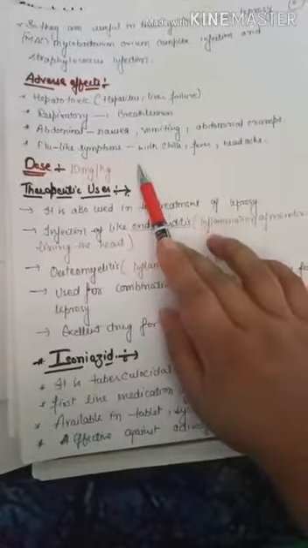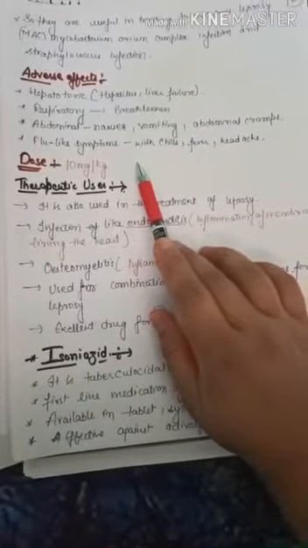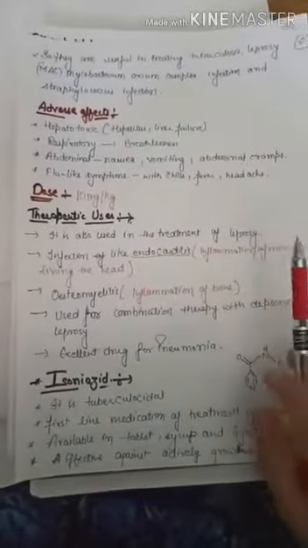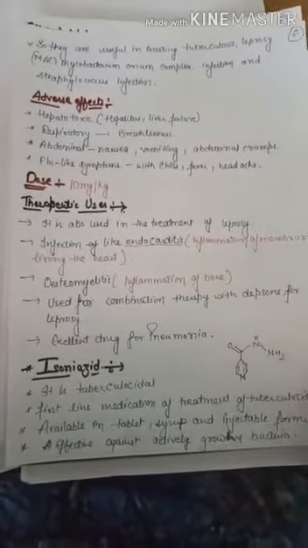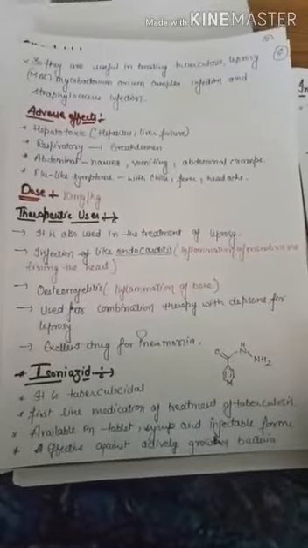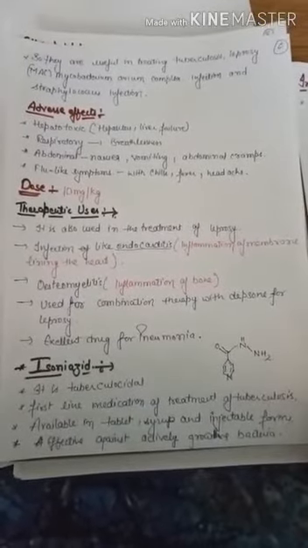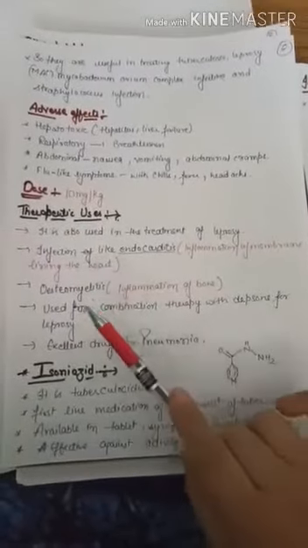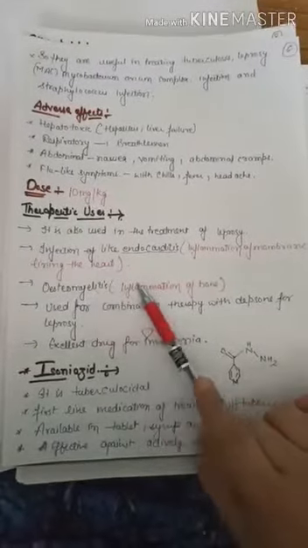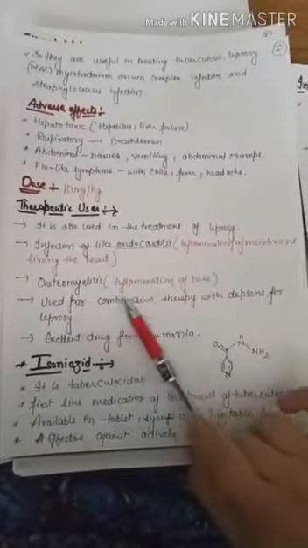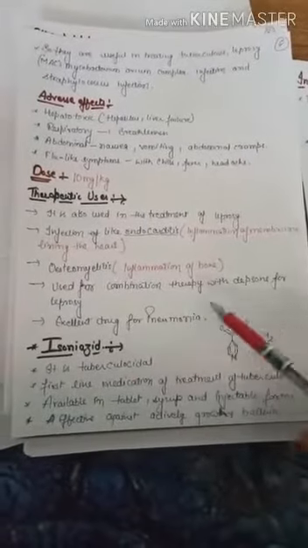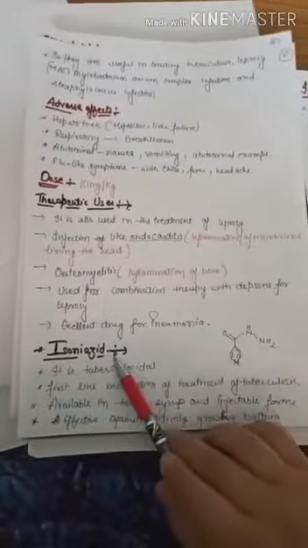The dose of rifampicin is 10 mg per kg. The therapeutic use of rifampicin: it is also used in the treatment of leprosy, infections like endocarditis (inflammation of the membrane lining of the heart), osteomyelitis (inflammation of bones), used in combination therapy with dapsone for leprosy, and an excellent drug for pneumonia. And the next drug is isoniazid.